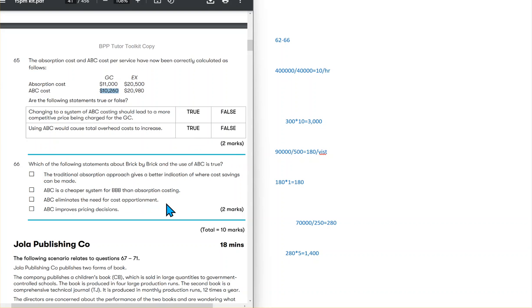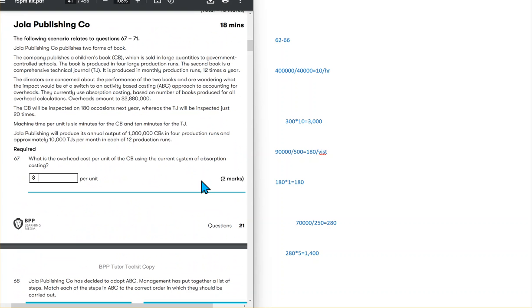ABC improves pricing decision. D would be correct, because if you have a better cost, then you will have a better price. So your pricing decision will reflect very accurately the cost that you're incurring. It doesn't eliminate cost apportionment because they are done in ABC costing as well. If we have common costs used by different systems, ABC is not cheaper than absorption costing, and traditional doesn't give better indication. Let's look at the next one.